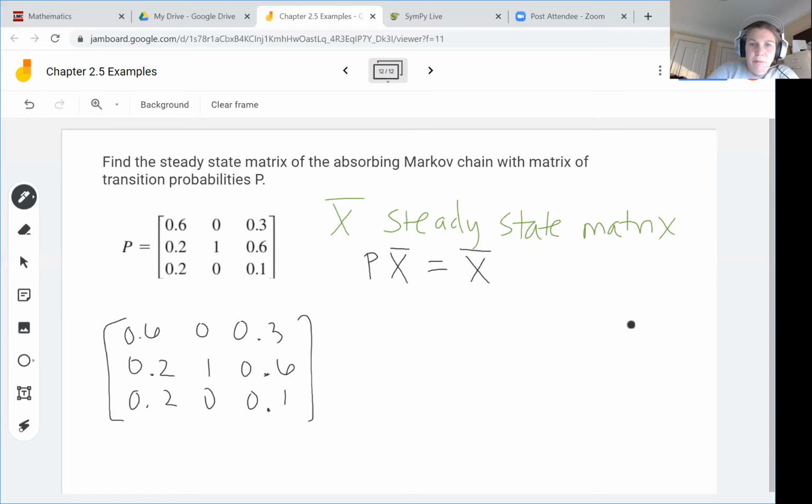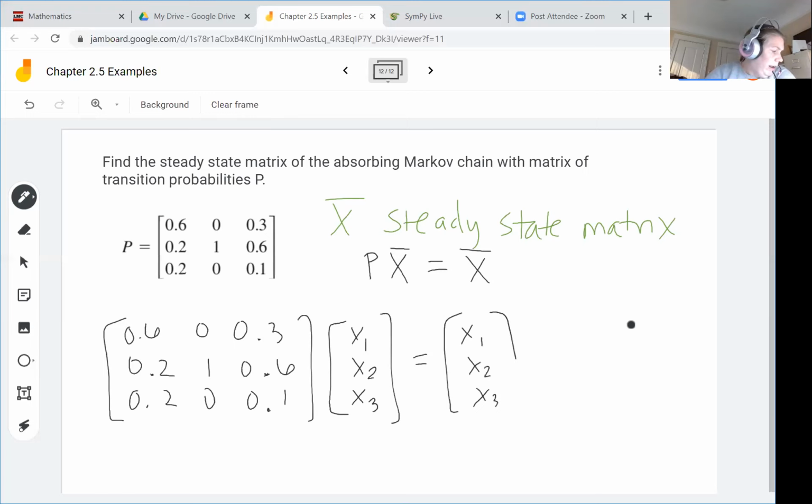Multiplied by some column vector x1, x2, x3 is going to give us back out x1, x2, and x3. And then we also know that x1, x2, and x3 have to sum to 1 because this is a stochastic matrix. Oh, I put a 0 there. Typo. I meant to write 1. All right, so let's head into our linear system.